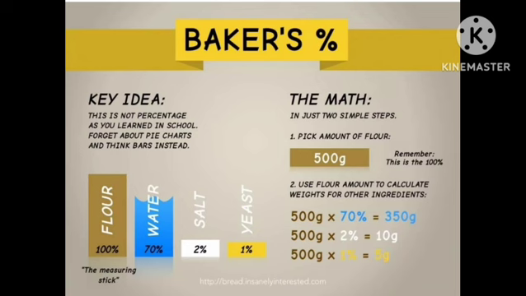To calculate the weight of the ingredients from the baker's percentage, multiply the percentage with the weight of the flour to obtain the weight. For example, here the 70% of water is multiplied with 500 grams of flour to get the actual weight of water to be measured, which is 350 grams.